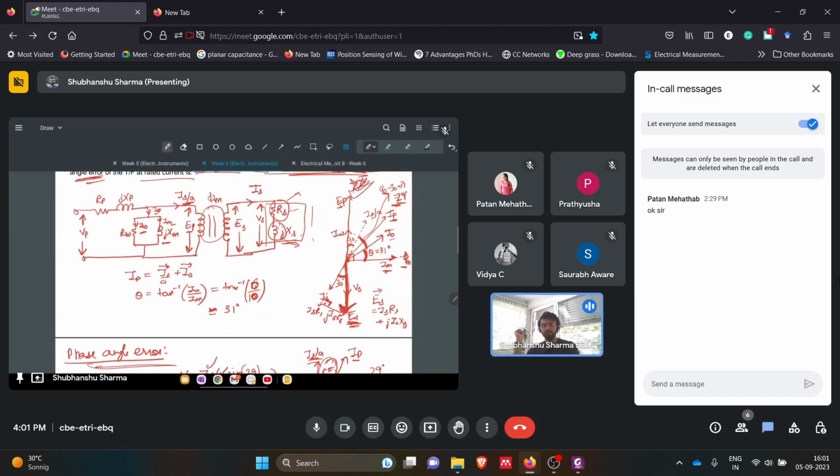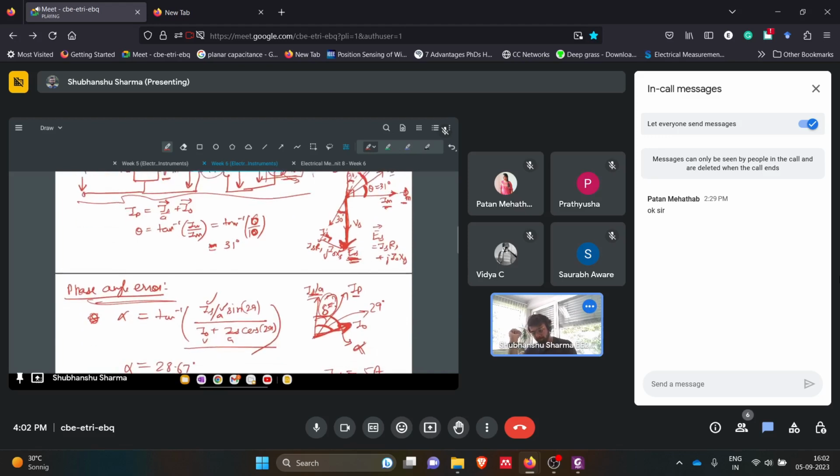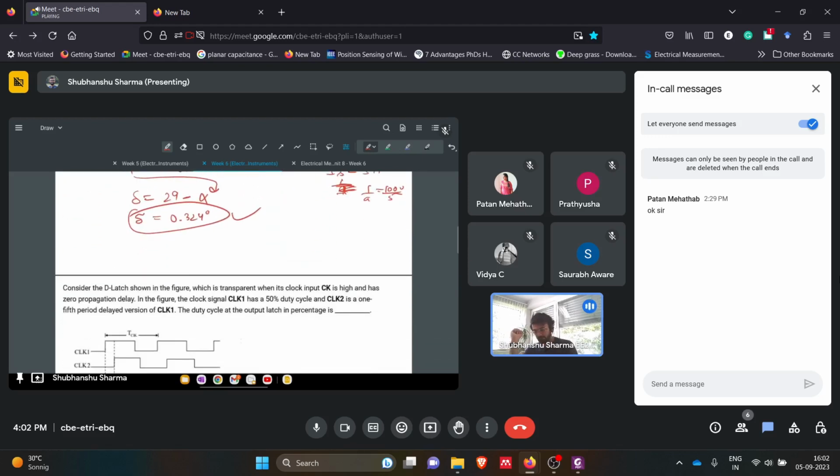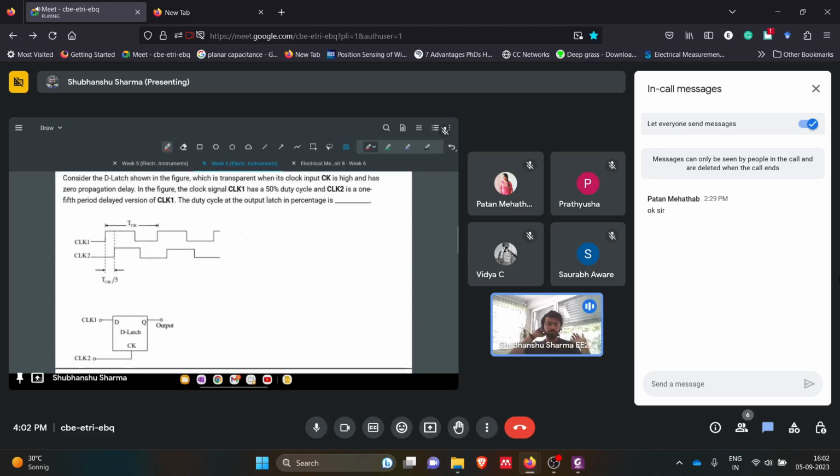You should have this idea, and it's very simple also. This is the equivalent circuit of any transformer. If you have this in your mind, you can calculate based on the phasor. So this is done. Now we are done with PT and CT.